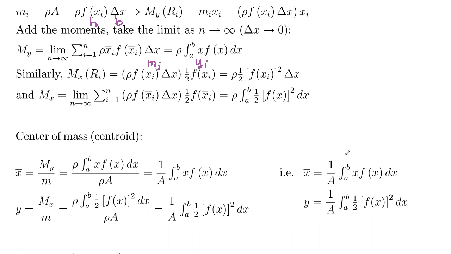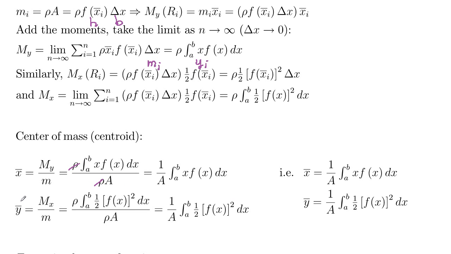So then that means that our center of mass, x bar, is going to be the y moment divided by total mass. So here's our y moment formula, which is right here. And then the mass is density times area, and then notice that density cancels. So we're dividing by area. I'm just going to write that as 1 over area out in front times the integral of x f of x. So here's the summary of that first formula.